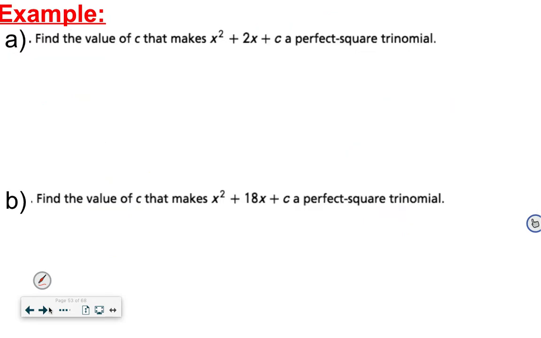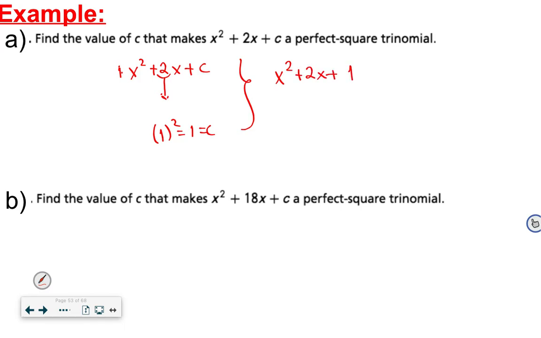Find the value of c that makes x squared plus 2x plus c a perfect square. The coefficient of the x squared is 1. That's why you can divide the number in the middle by 2 and then take the square. 1 squared is equal to 1. So c is equal to 1. Why? Because x squared plus 2x plus 1 can be written x squared plus 2 times x times 1 plus 1 squared, and this is a perfect square, and (x plus 1) squared is a perfect square trinomial.